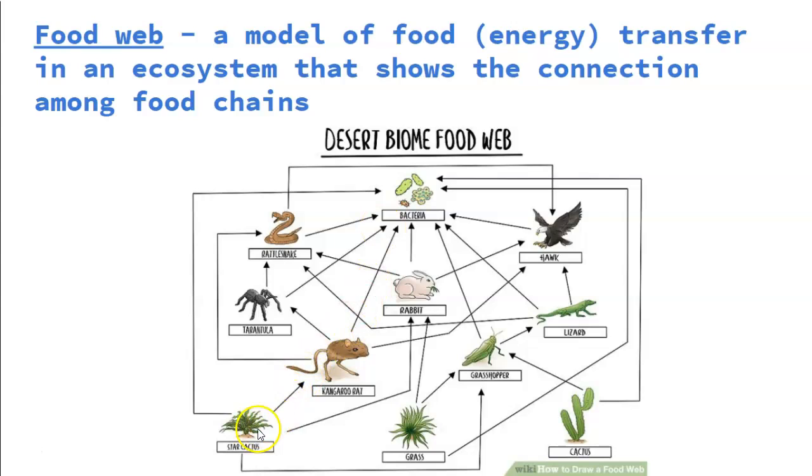If I go through, I can literally find a food chain. Star cactus to kangaroo rat to tarantula to rattlesnake. Star cactus to kangaroo rat straight to hawk. Those are two different food chains, but looking at this picture, it's the connection between all of them that makes it a food web. So this is usually showing almost all of the animals within that ecosystem, or specifically that biome, that may interact with one another.